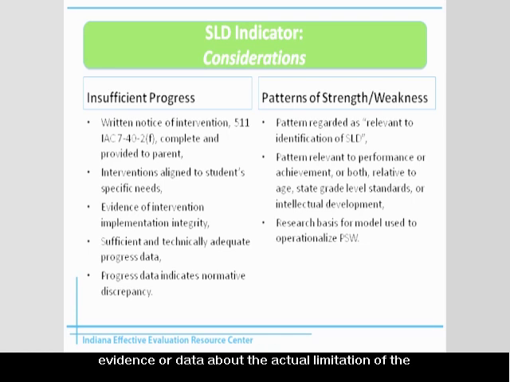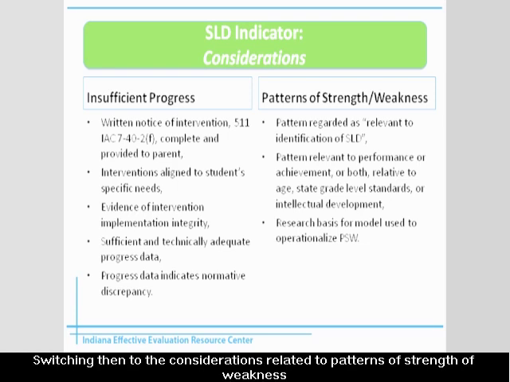In addition, having evidence or data about the actual implementation of the interventions is important to ensure that they were implemented as designed and as intended. The next consideration related to insufficient progress is that there is technically adequate and sufficient student progress monitoring data, so that information can be used to evaluate whether or not the referred student's progress or rate of improvement is similar to or significantly different from the progress that is seen or expected of his or her peers.